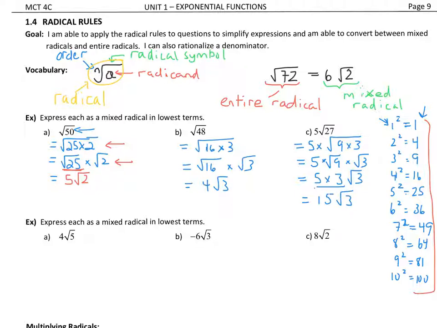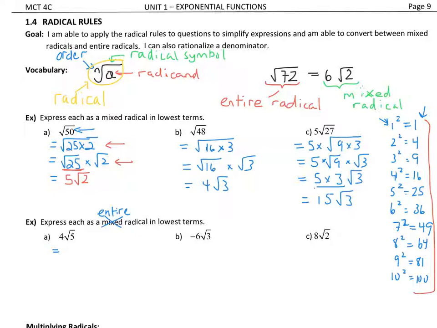All right, to go from mixed to entire radicals: express each as an entire radical. I think I made a mistake when I typed this up. That was supposed to say entire. Oops. Okay, first time through, I'm going to have mistakes as we go along. I'll try and fix them.